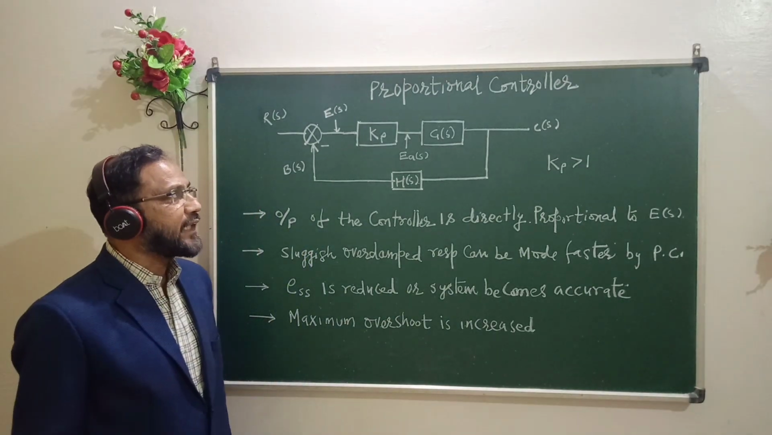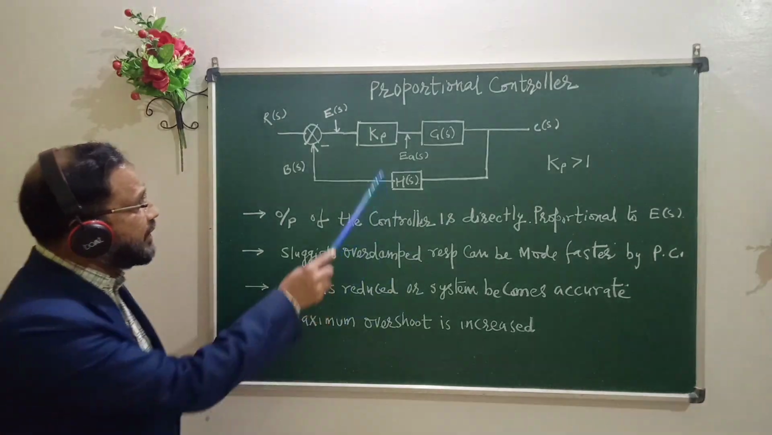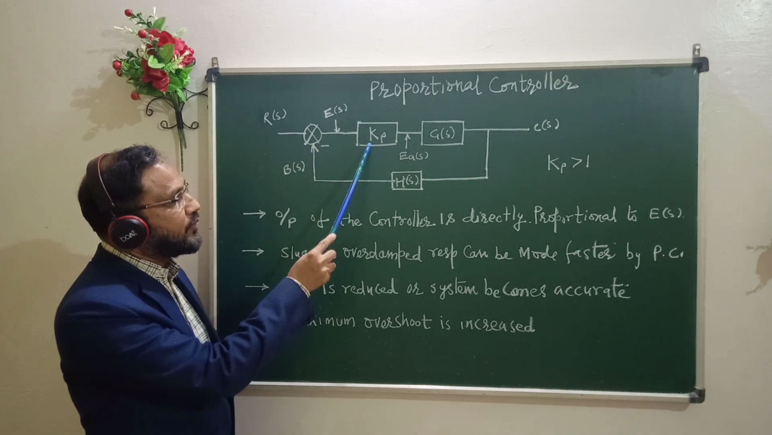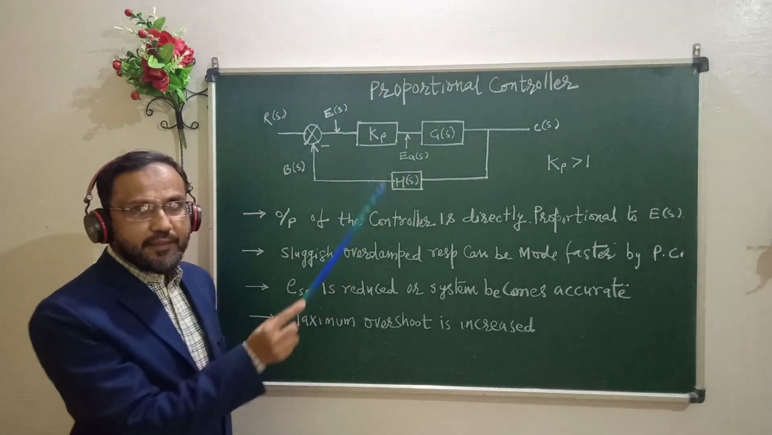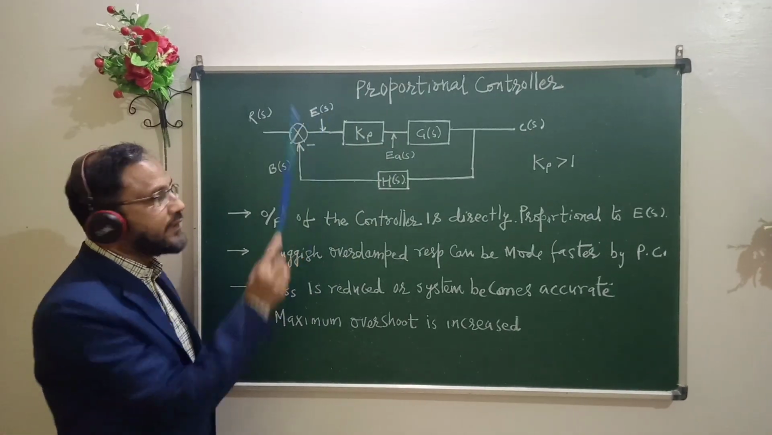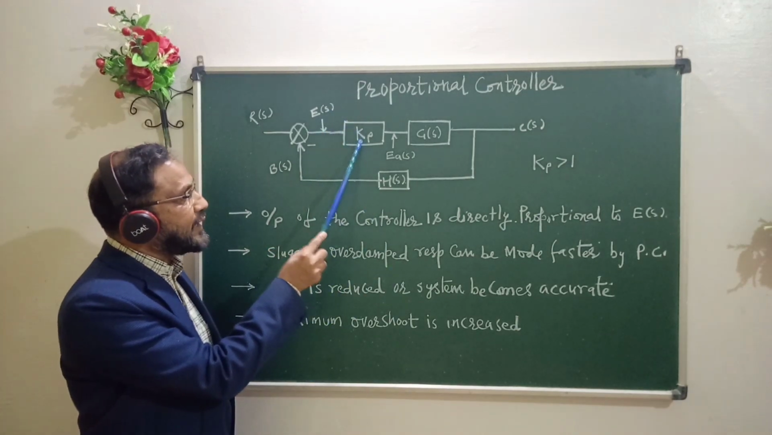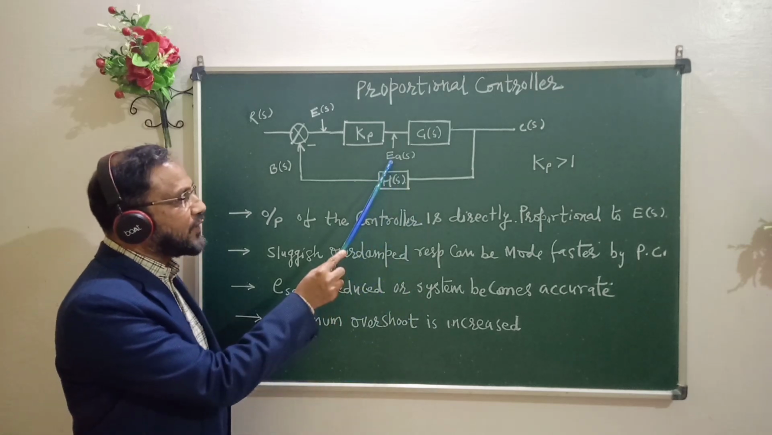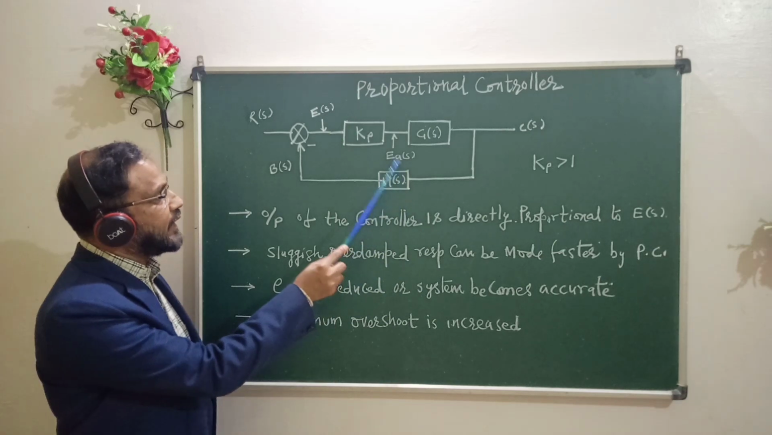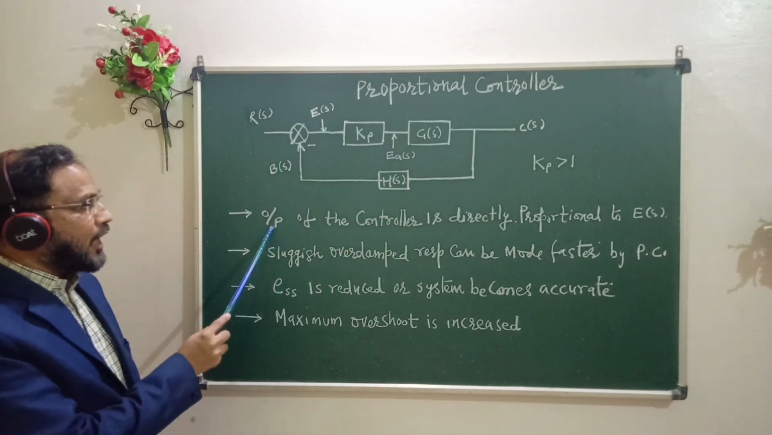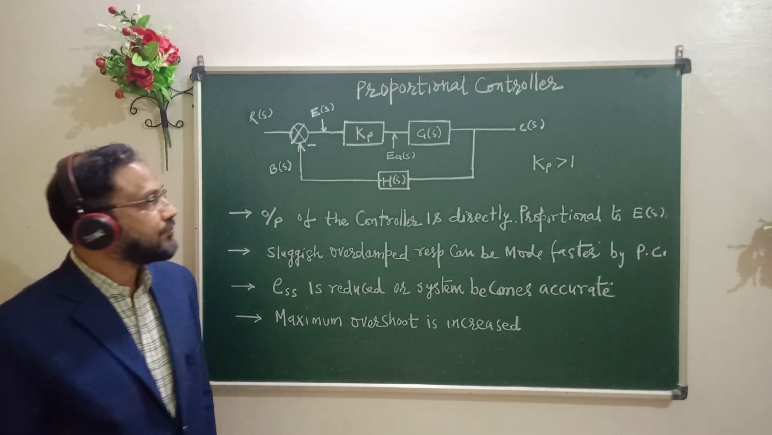Following are the important points related with the proportional controller. Remember, Kp is the ratio of EA(s) to E(s). EA(s), that is actuating signal, whereas E(s), that is the error signal, or we can say E(s) multiplied by Kp, we are going to get EA(s). Kp is the ratio of EA(s) to E(s). Output of the controller is directly proportional to E(s).